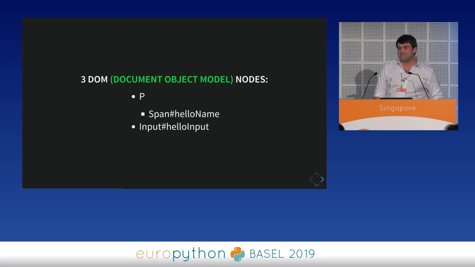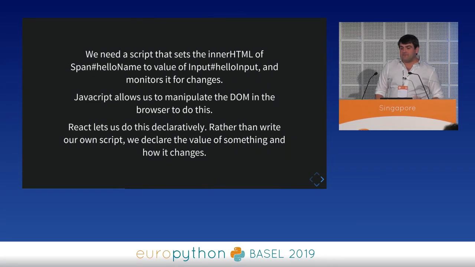So there are three nodes here in our DOM. We've got our paragraph node, and then the child of that paragraph node is this span node with that ID, hello name. The hashtag indicates an ID. And then we've got our input as well, which is hello input. So we need to write a JavaScript that sets the value, or the inner HTML, as we call it, of the hello name span to whatever the value of the input is at that particular time. Now, it's not good enough to just do this once as well. We have to monitor it so that every time that value changes, we update our user. That's what we need to do.